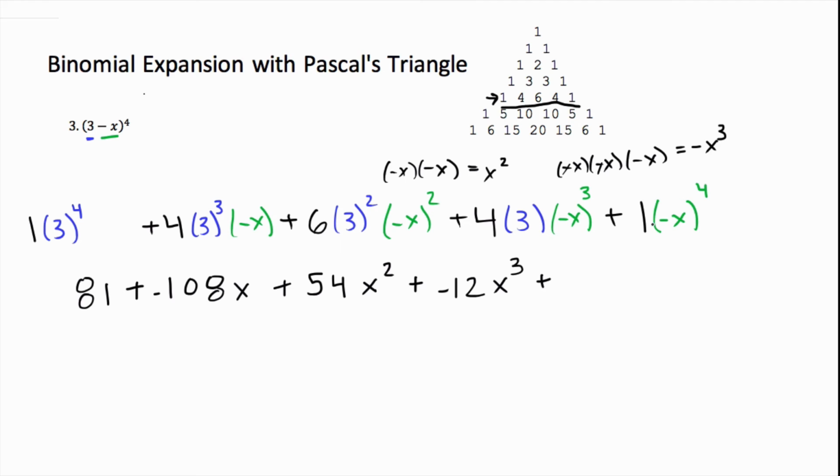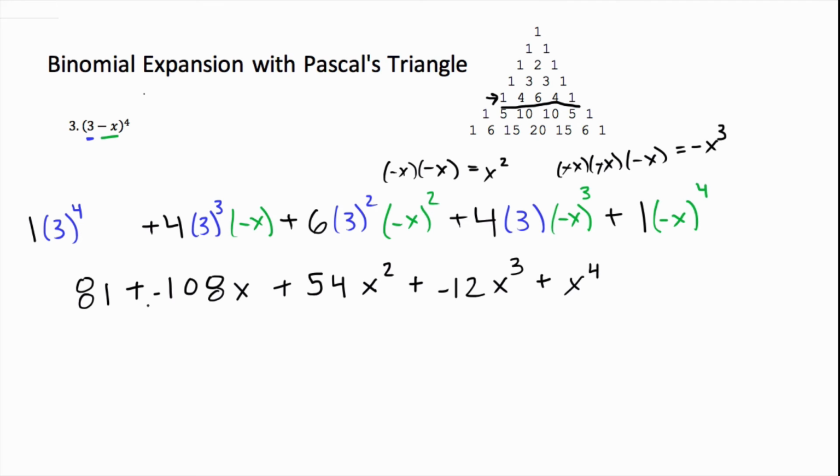And then we'll look at this last term. We have 1 times negative x to the fourth power. So negative x to the fourth power, if we had 4 of those negative x's multiplying together, they would cancel each other out, just like they did in negative x squared. So this will just be x to the fourth.